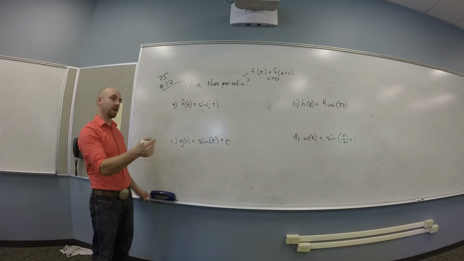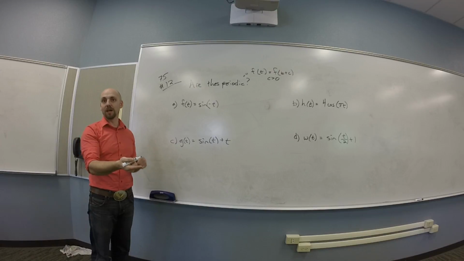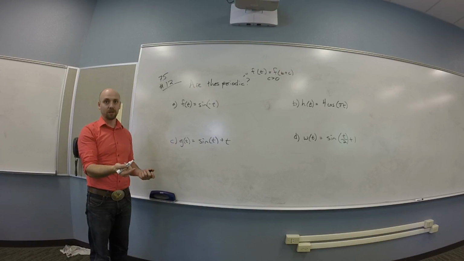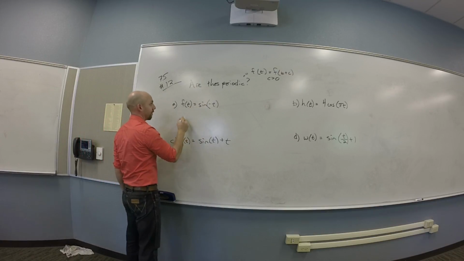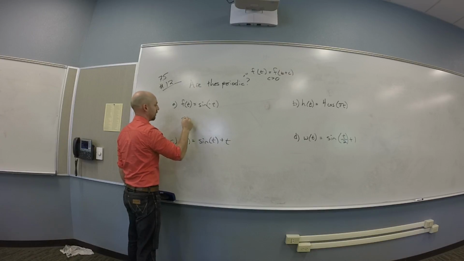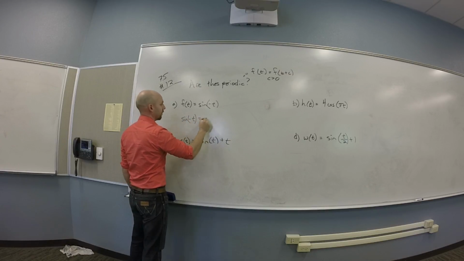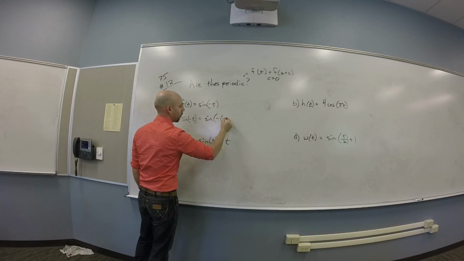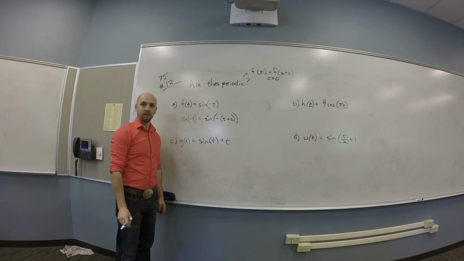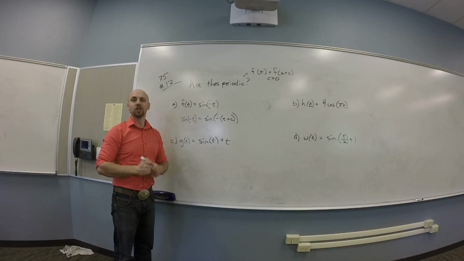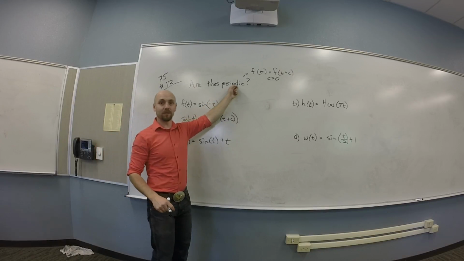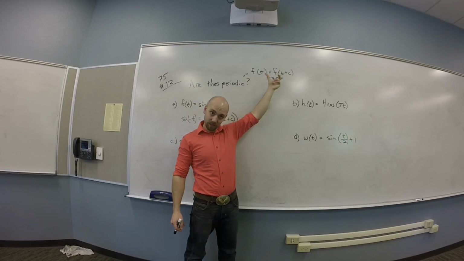I could just look at the picture and ask, would a left shift ever be the same thing as the picture I've got? You guys with me on that? Another thing I could do is take sine of minus t and set it equal to sine of minus the quantity t plus c, and then try to see if I could find such a c. I don't understand why you added the c. That's just me thinking about what periodic means. This is the definition of periodic algebraically.